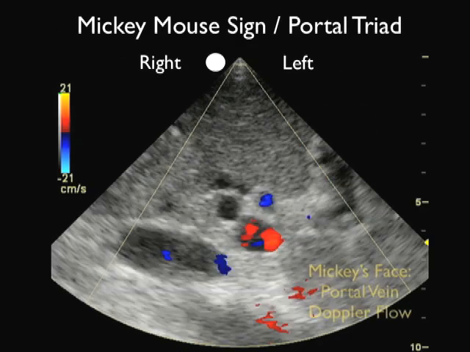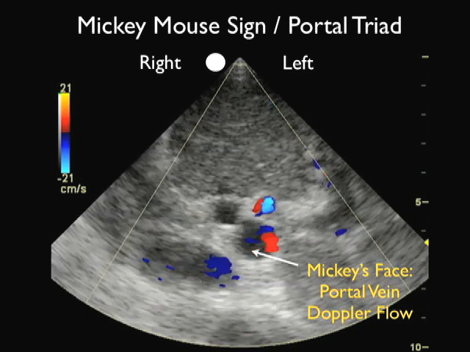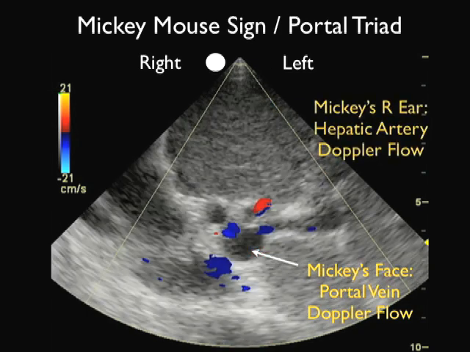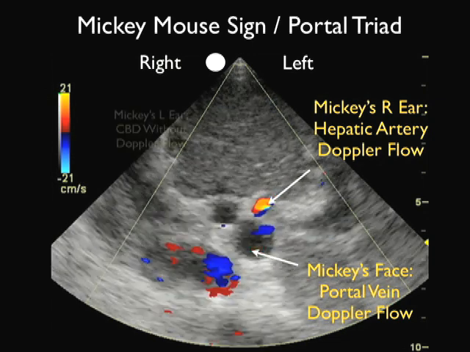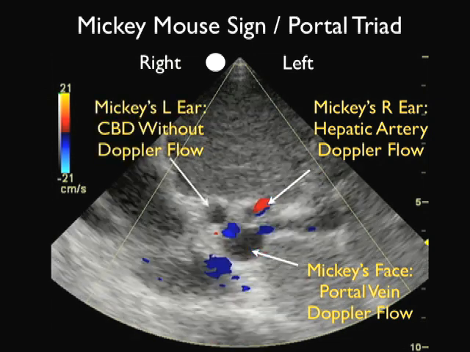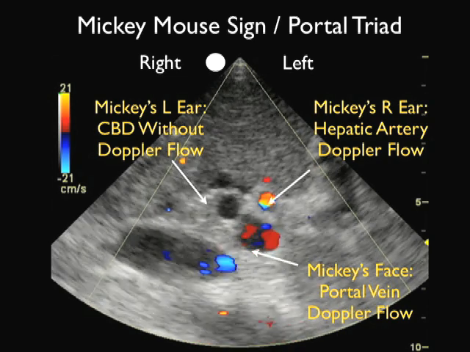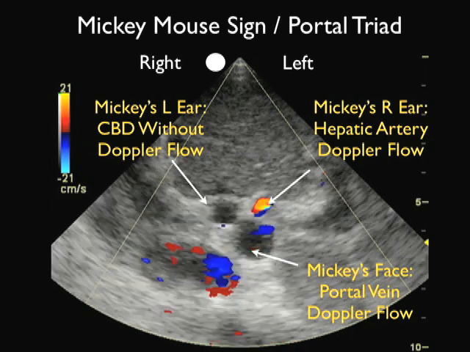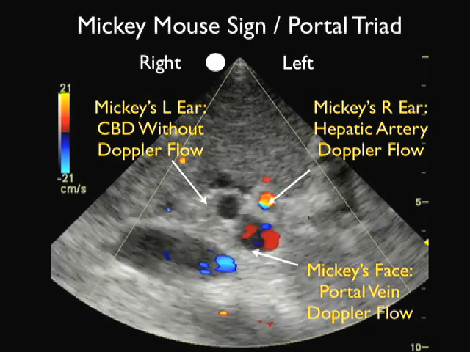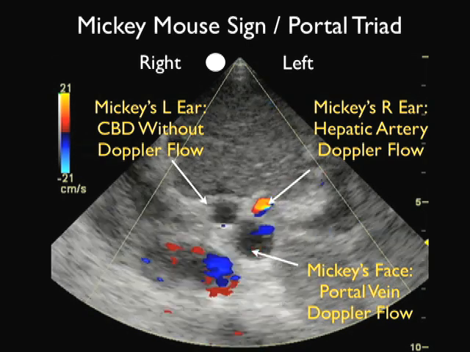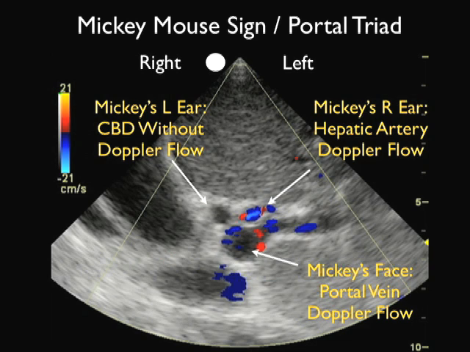Remember here, the probe is configured in a transverse axis with a marker dot towards the patient's right side. If we put Doppler flow through Mickey, we see Mickey's face, the portal vein, does have Doppler flow. We see Mickey's right ear, the hepatic artery, also having Doppler flow, but we note the absence of flow within Mickey's left ear, the common bile duct, as the common bile duct only has sluggish flow that is not well seen with bedside Doppler. But this is the ultrasonic appearance of the Mickey Mouse sign with Doppler sonography.